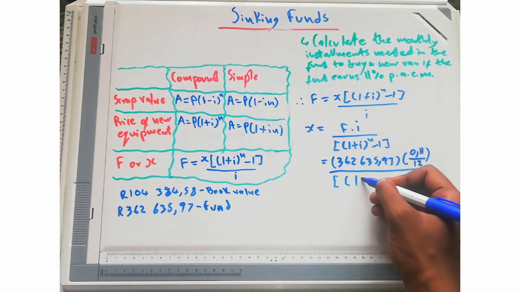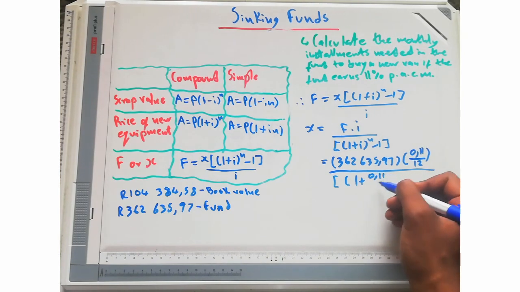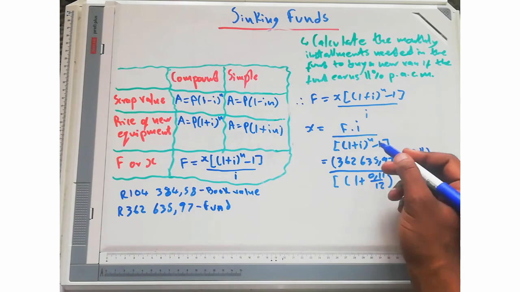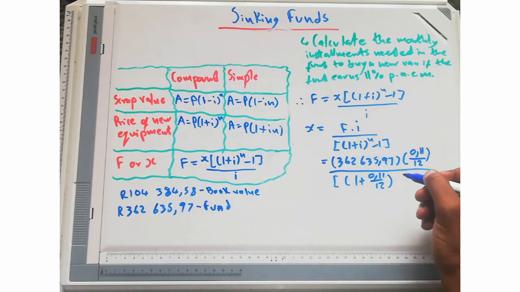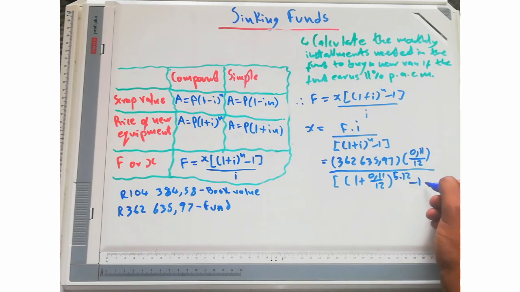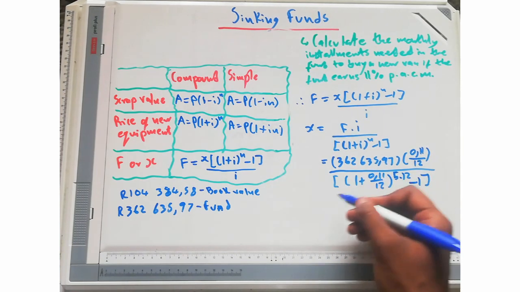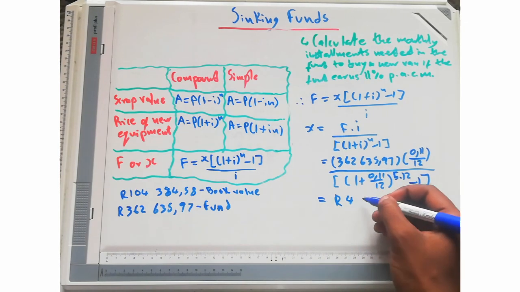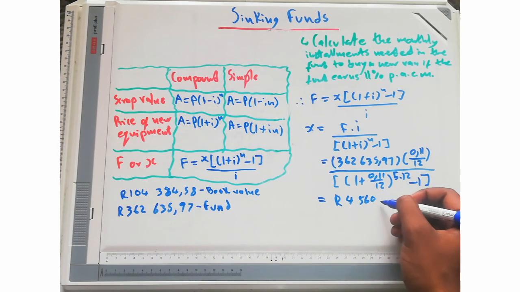And then here, 1 plus your interest, same thing, divided by 12. But then remember that in this formula, your N and your I are linked. So your N is going to be 5 years, but times 12, because in that 5 years, we receive it 12 times per year. Then minus 1. And then you'll get that you have to pay 4,560 rands 42 cents.